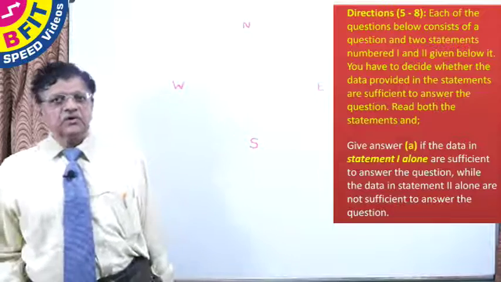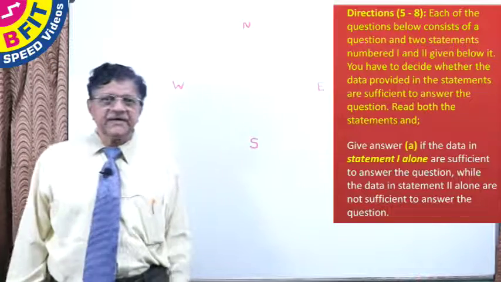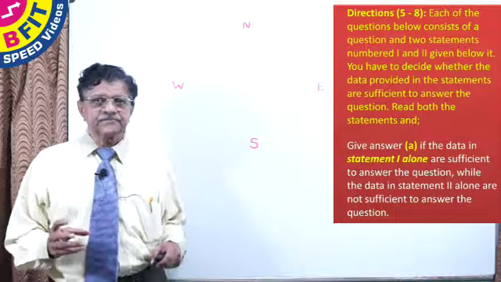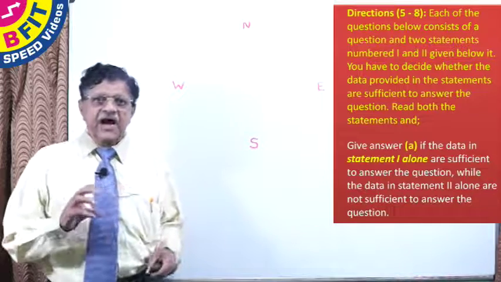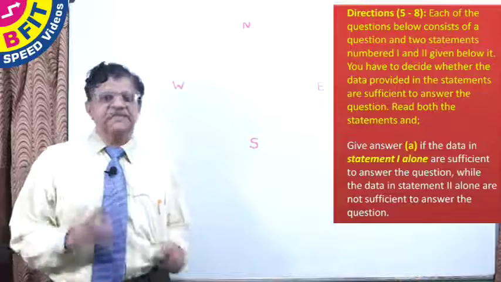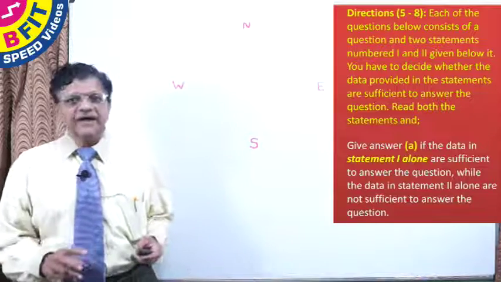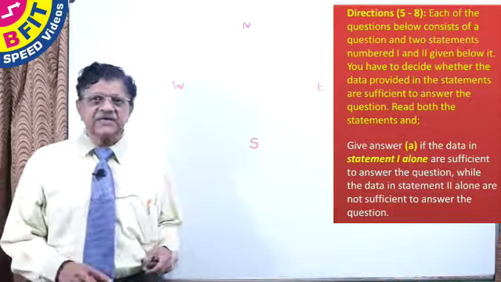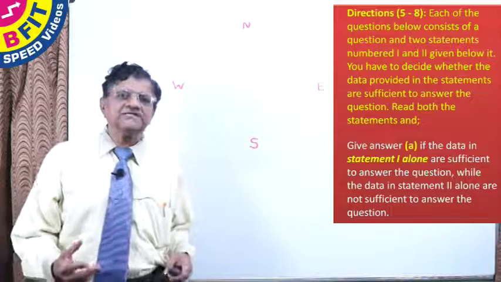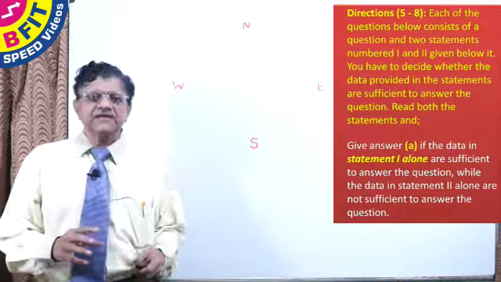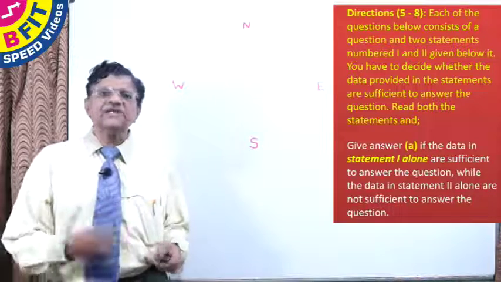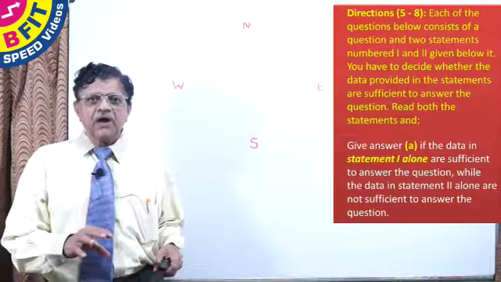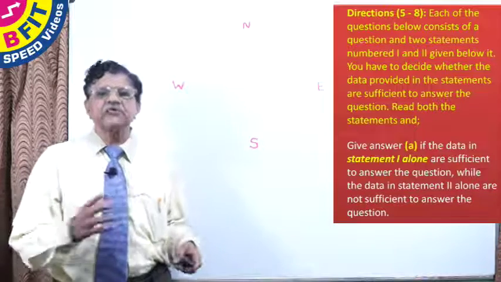Now this question, numbers 5 to 8, is a combination of both direction sense test and data sufficiency. They combine these two, and 4 questions are asked, all of them from direction sense test. What we have to tell is not the exact answer. What we have to find is whether statement 1 or statement 2 is sufficient to find the answer.